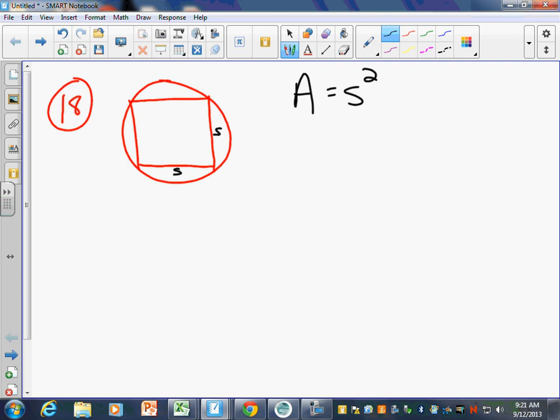So the area of a square is side squared, but we want to write the area in terms of the radius. So we want to replace S with R. So we have to think about how can we draw the radius in here. So the radius of the circle, like from the center, we could draw it straight down, but that's not going to help us because that's not going to help us with the side, right? It's going to kind of cut right through it. But could I draw the radius over like this? I think that's the radius.